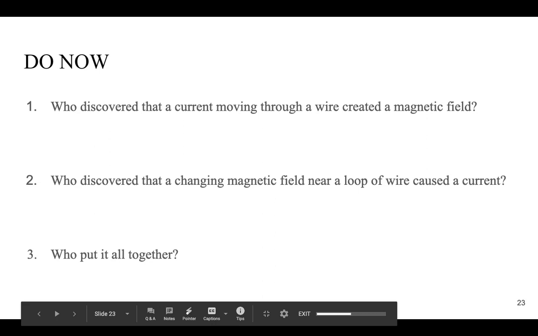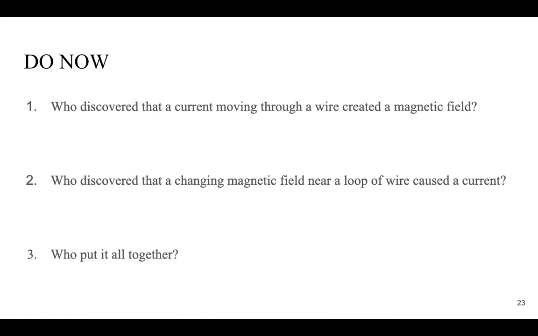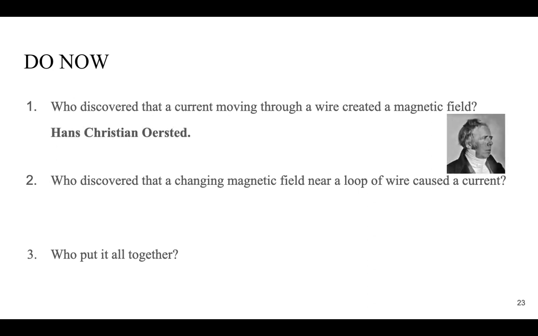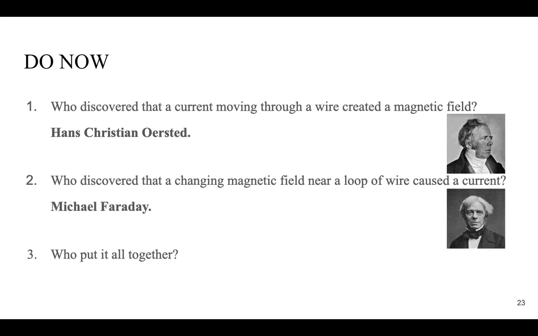So who was it that discovered that a current moving through a wire created a magnetic field? It was a Danish physicist named Hans Christian Ørsted. This guy. Pleasant-looking fellow. Nice neckwear. So who discovered that a changing magnetic field near a loop of wire caused a current? Our old friend, Michael Faraday. So here's the old Michael Faraday. There's also younger pictures of him.